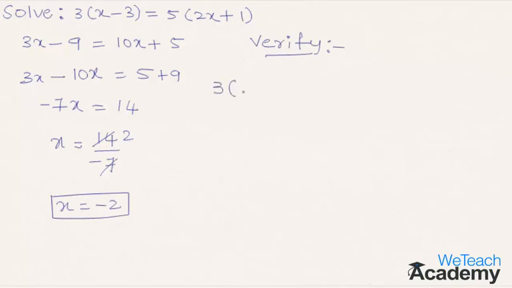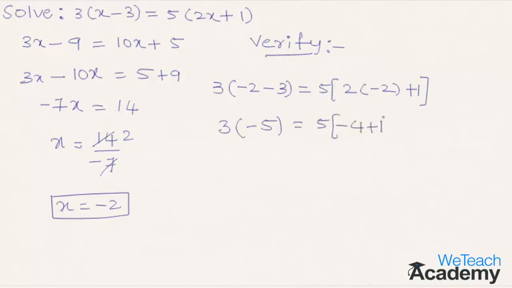By substituting, we get 3 into (-2 - 3) = 5 into (2 into -2 + 1). Here -2 - 3 is -5, so the left side is 3 into -5, equal to 5 into (2 into -2 is -4, plus 1).